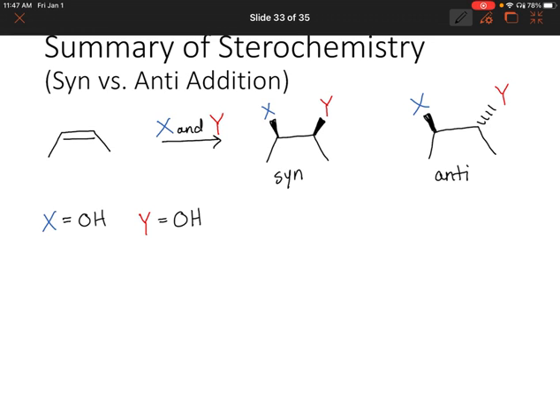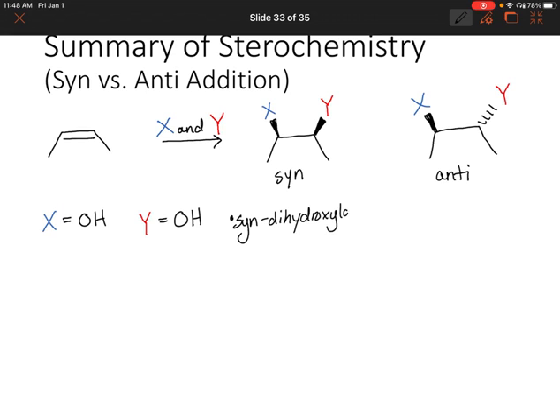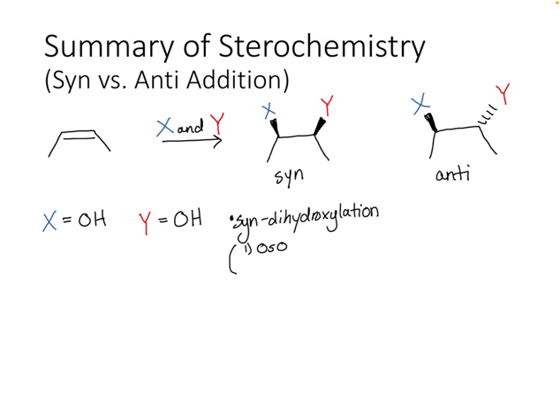So we would perform syn dihydroxylation. All right, so this one is a little complex as well. Remember, for syn dihydroxylation, we would use osmium tetroxide, which is toxic. And in the second step, we would use sodium bisulfite or sodium sulfite, either one, and water.